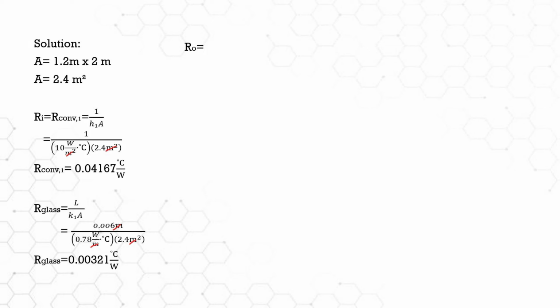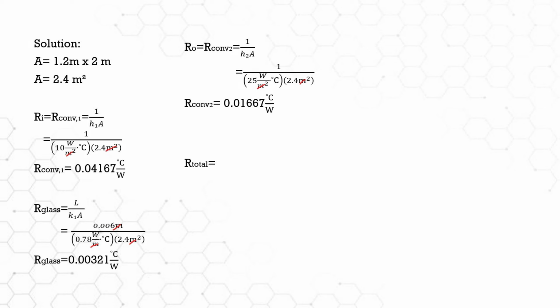The thermal resistance of the outer surface is equals to convection thermal resistance equals to 1 over heat transfer coefficient on the outer surface times the area. So plug in the values. We have 0.01667 degrees Celsius per watts.